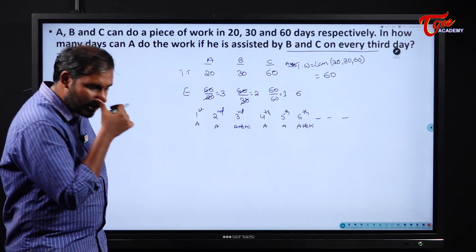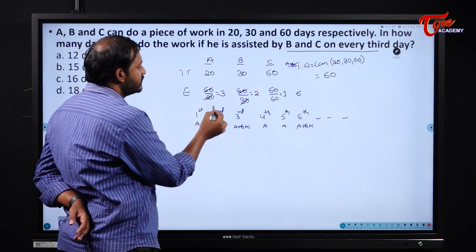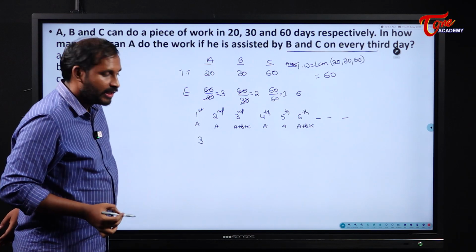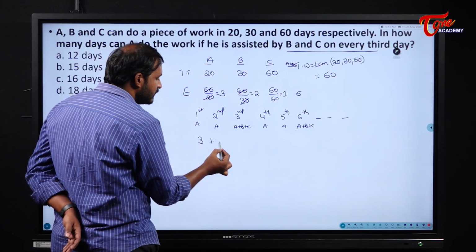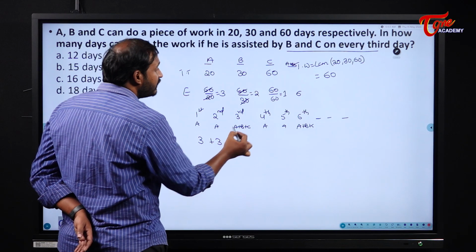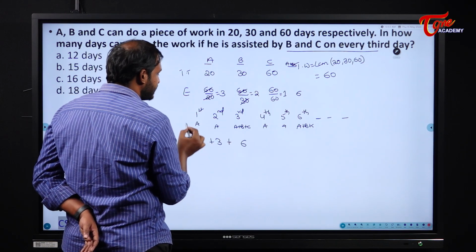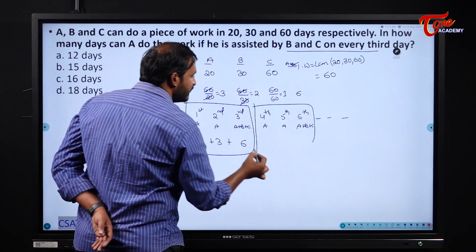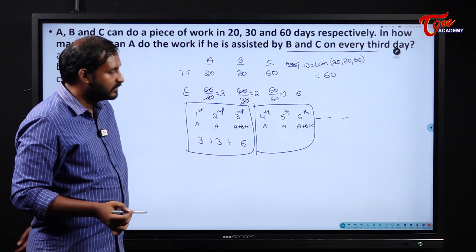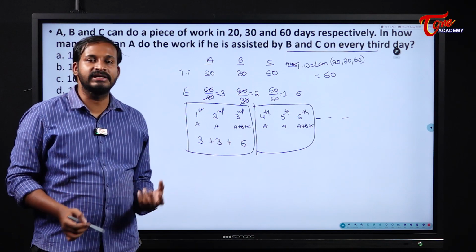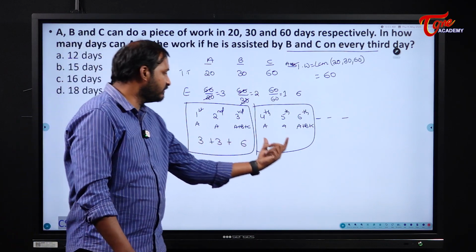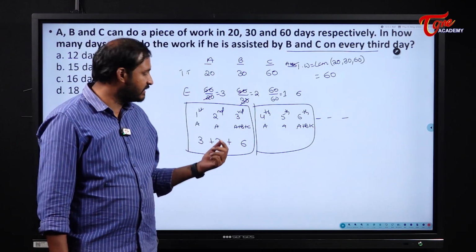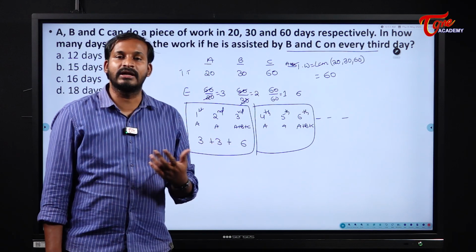This is the process. Now, on first day, A will finish how much work? A's efficiency is 3. That means A will do 3 work. And on second day, A will do 3 work. And on third day, all the 3 are working. What is their combined efficiency? 6. That means this work will be repeated, right? For every 3 days, the same work will be repeated. Why? Because now I am making 3 days as a group, and the same thing will be repeated again and again. So what will be the work finished in 3 days? In 3 days, 12 work will be finished.